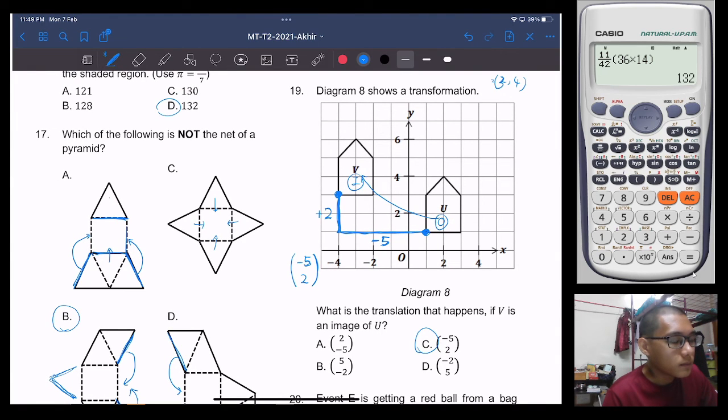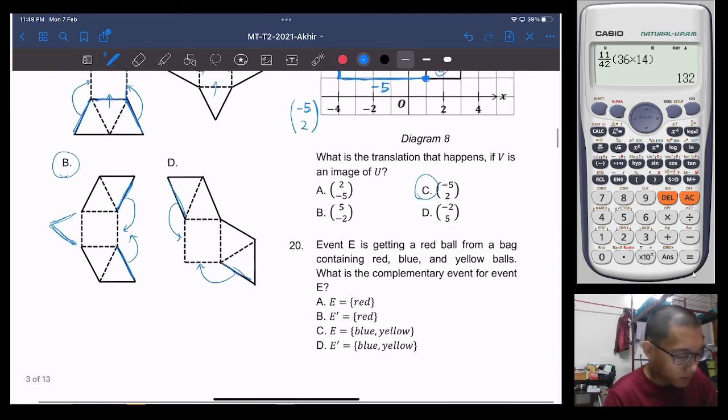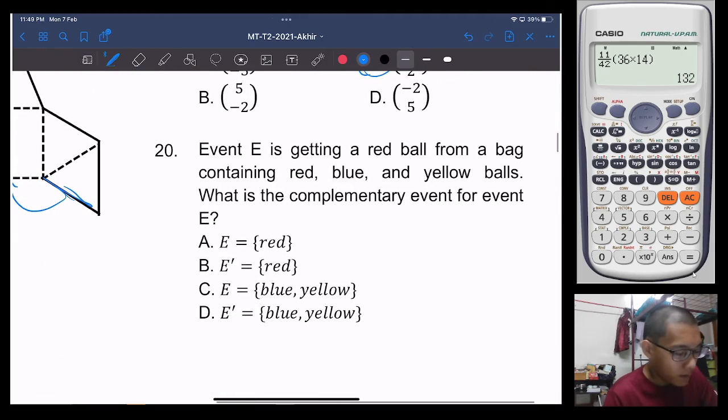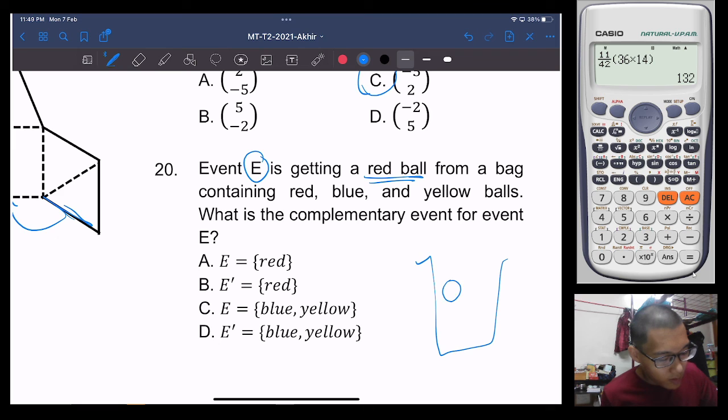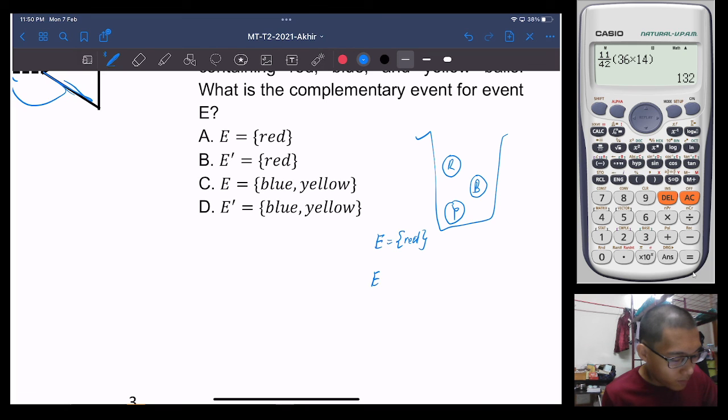Okay, nice. Now, question 20. Event E is getting a red ball from a bag containing red, blue, and yellow balls. What is the complementary event for event E? Just now we have event E, getting a red ball from a bag, where the bag has red, blue, and yellow. So in event E we have red. The complement of E should have blue and yellow, the other than that.